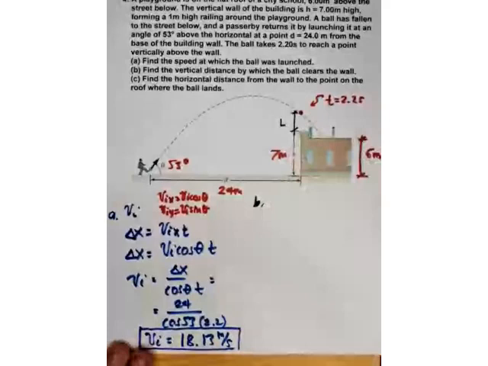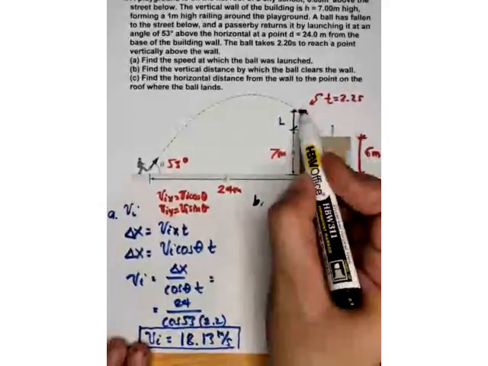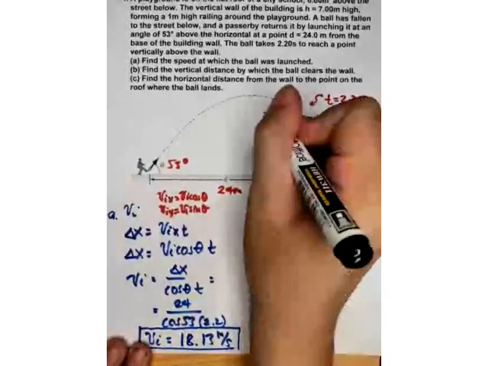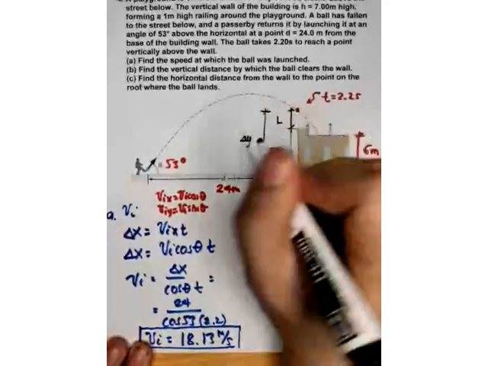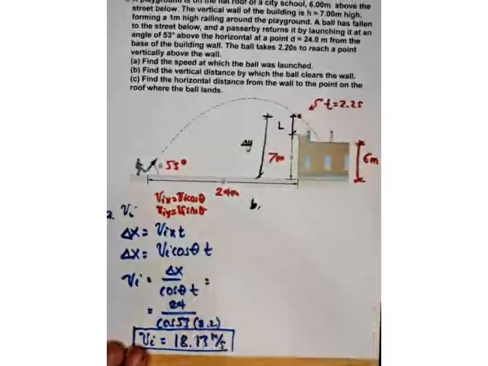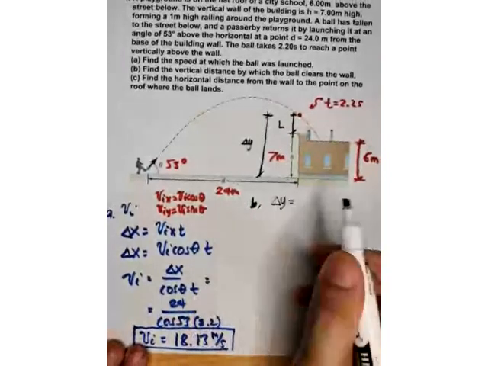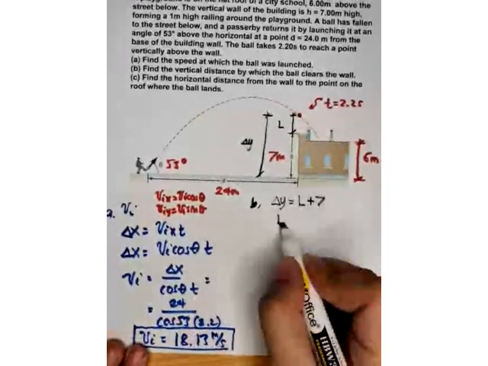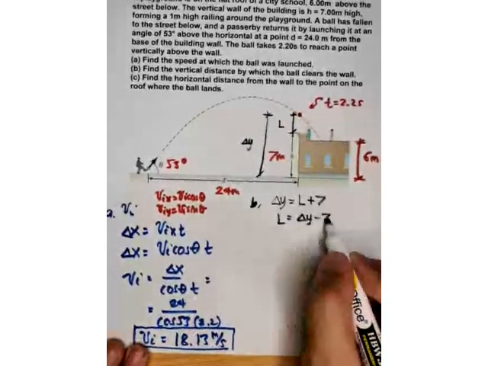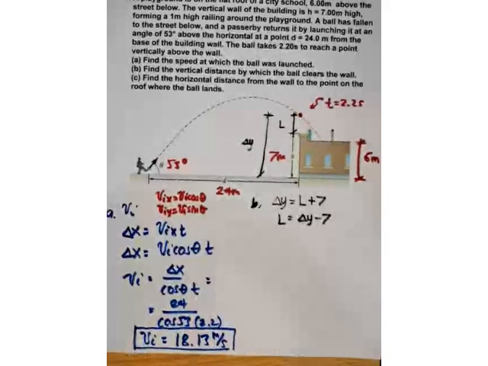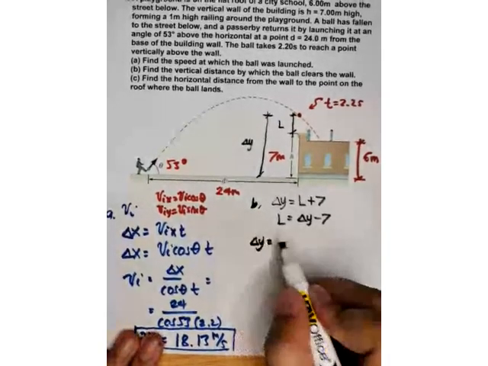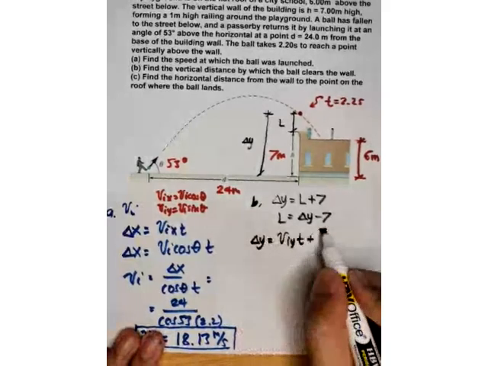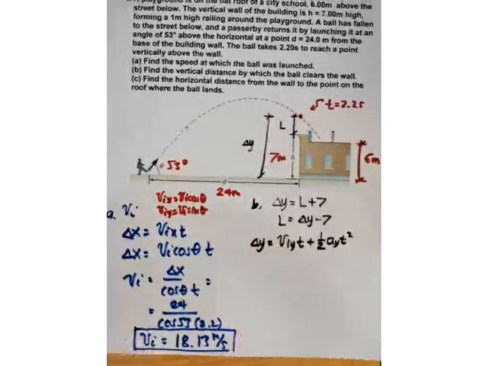At saka kung saan yung bola natin after 2.2 seconds. So since vertical ang pinag-uusapan, so class, kung nandito siya sa point na to, so mula dito hanggang dito sa baba, that will be our delta y. Now, if we will connect delta y to L, so delta y is equal to L plus 7. So L is equal to delta y minus 7. So if you find delta y, we'll be able to find L as well. So sa delta y tayo. So anong formulang gagamitin natin? So delta y is VIYT plus 1/2 AY t squared.